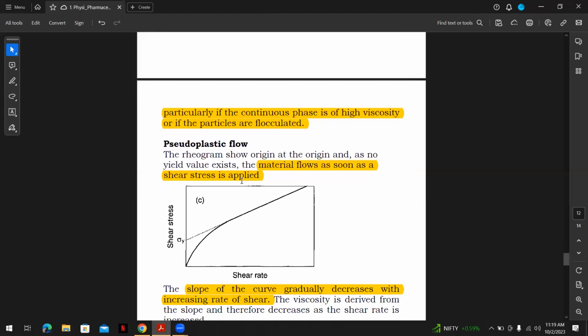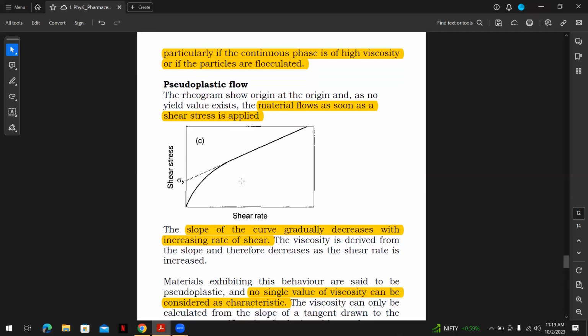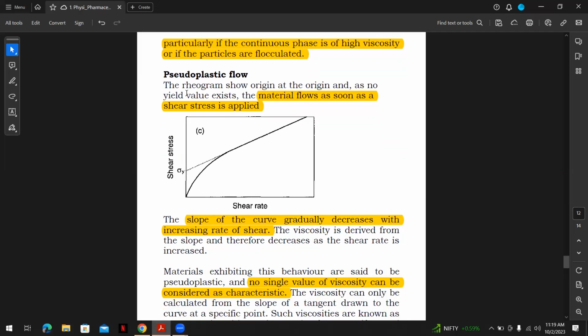Now we go to the pseudoplastic flow. Here, the rheogram shows the origin at the origin, as no yield value exists. The material flows as soon as you apply shear stress. We saw that for plastic or Bingham flow, they flow only after you've exceeded the yield value. Even if you are applying the stress, it doesn't flow. But for pseudoplastic flow, it behaves like plastic, but not really.